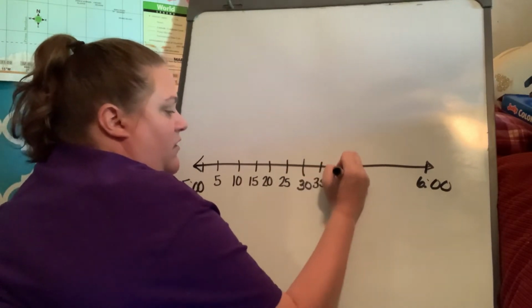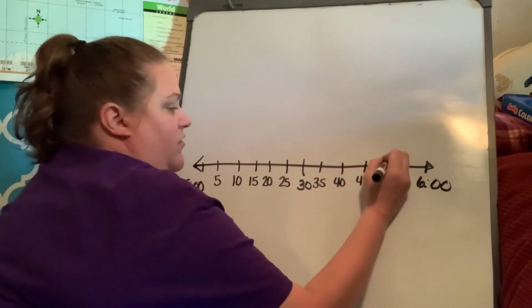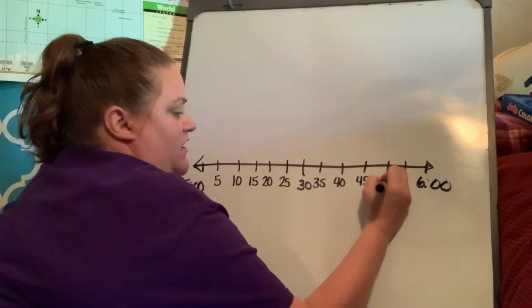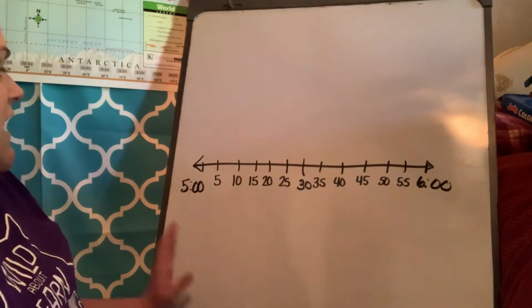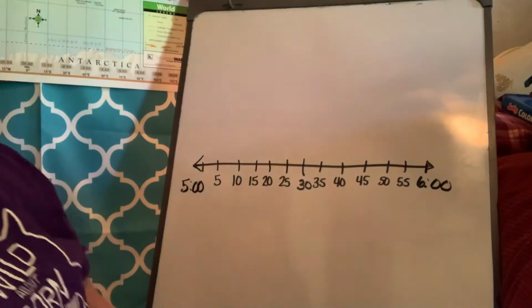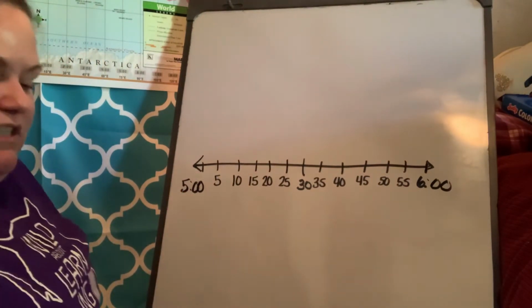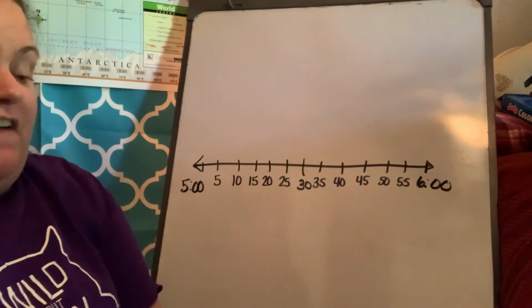35, 40, 45, 50, 55. All right, so that is my 5-minute intervals from 5 to 6 o'clock. It took me 42 minutes to cook dinner last night, and I finished cooking at 5:56.